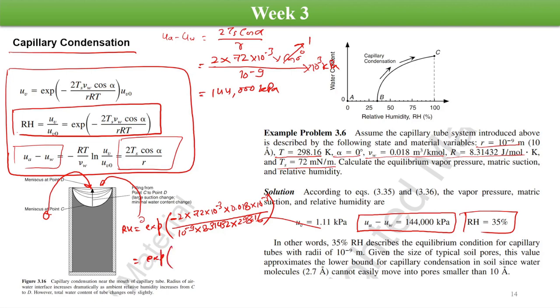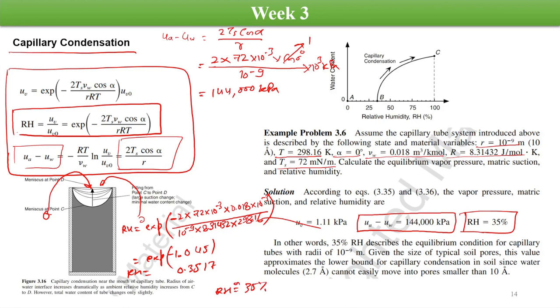That will come as exponential of 2 into 72 into 0.018, 10 to the power of minus 6, 10 to the power minus 9 below, divided by 8.31432, and divided by 298.16, and multiplied by 10 to the power 3. That will be 1.045. So it will result in e to the power minus 1.045. That's going to be around 0.3517. So the relative humidity will be approximately 35%.